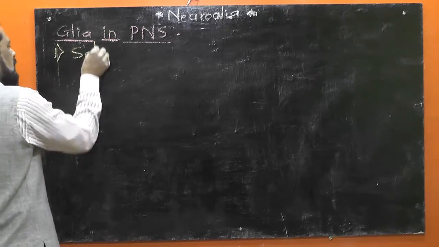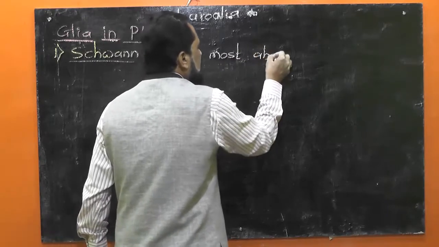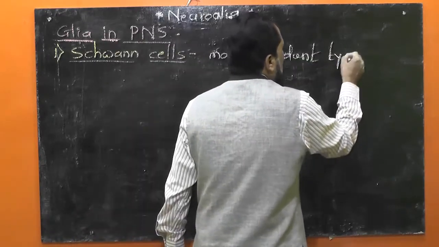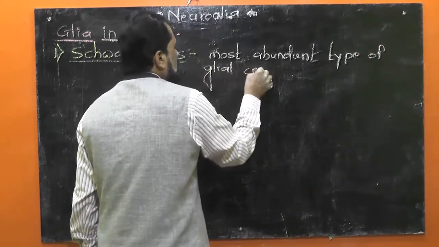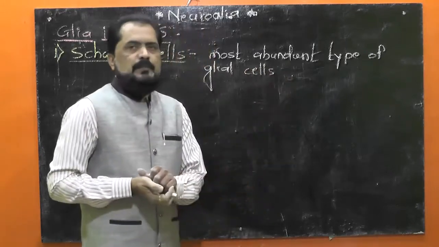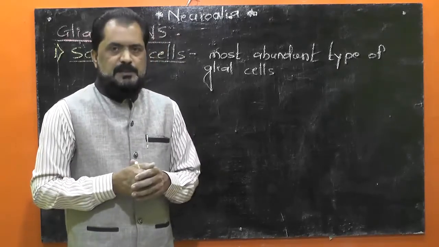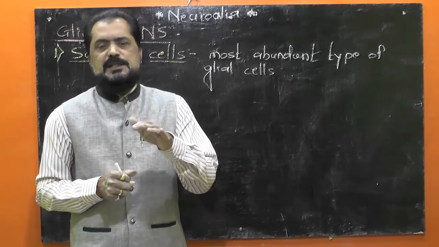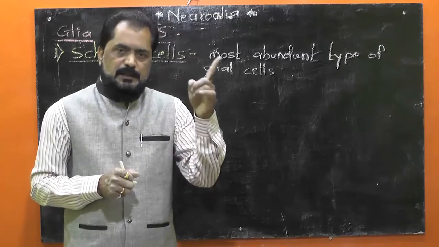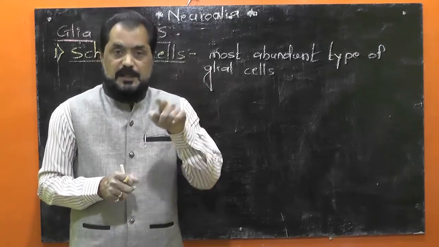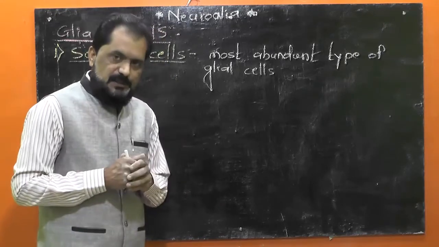They consist of 2 types of glia. First, Schwann cells. Most abundant type of glial cells in peripheral nervous system. आपल्याला हे लक्षात घ्यायचं आहे. In central nervous system, astrocytes are most abundant. Central nervous system मध्ये astrocytes या प्रकारच्या glial cells सगळ्यात जास्त प्रमाणात प्रेझेंट आहेत. कुठे? In central nervous system. But in peripheral nervous system, the abundant type of glial cells are Schwann cells.